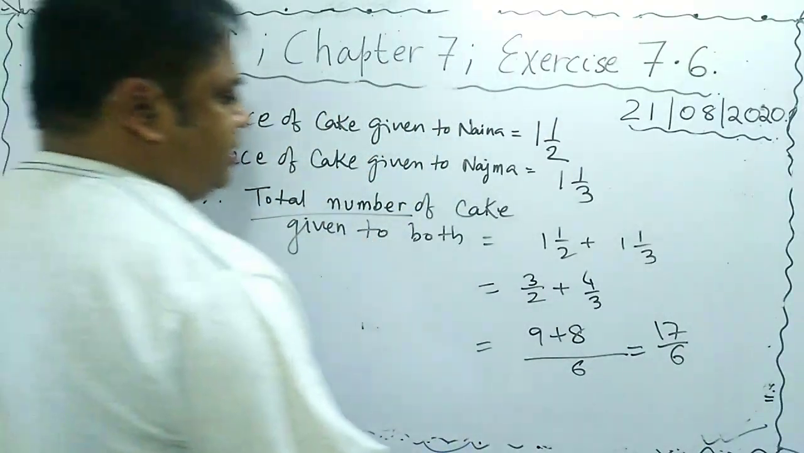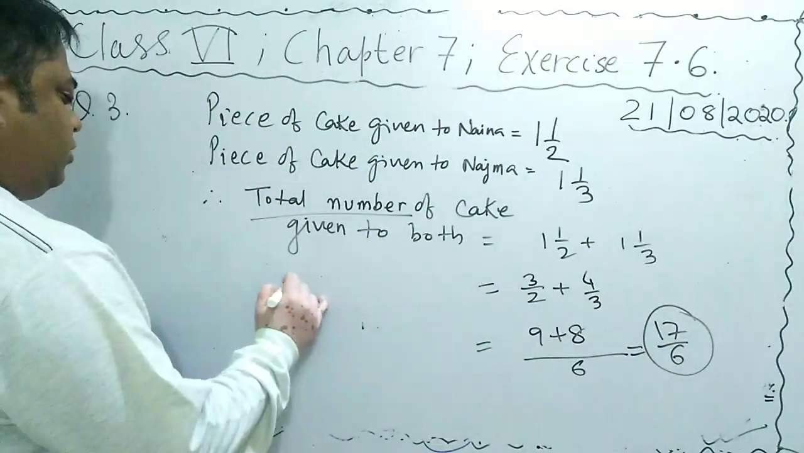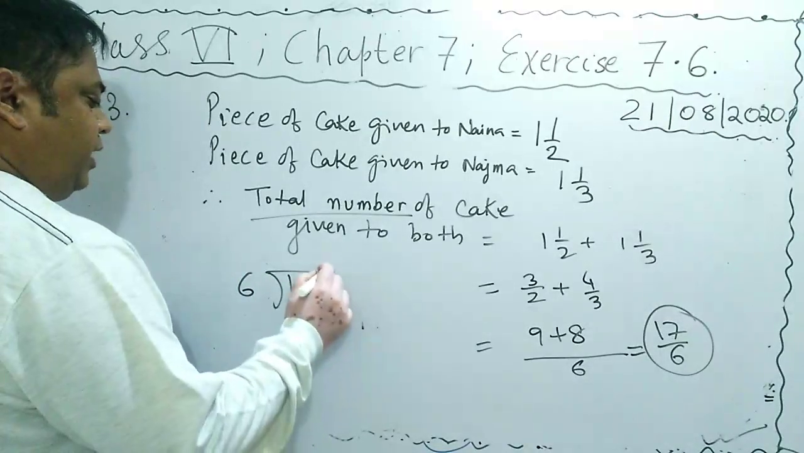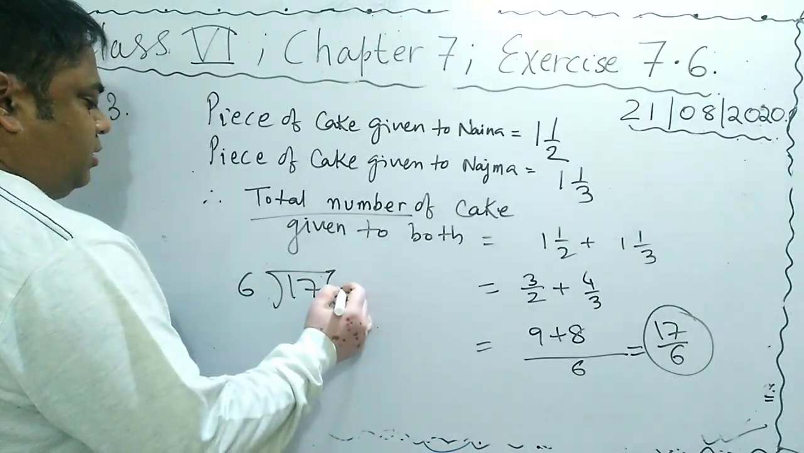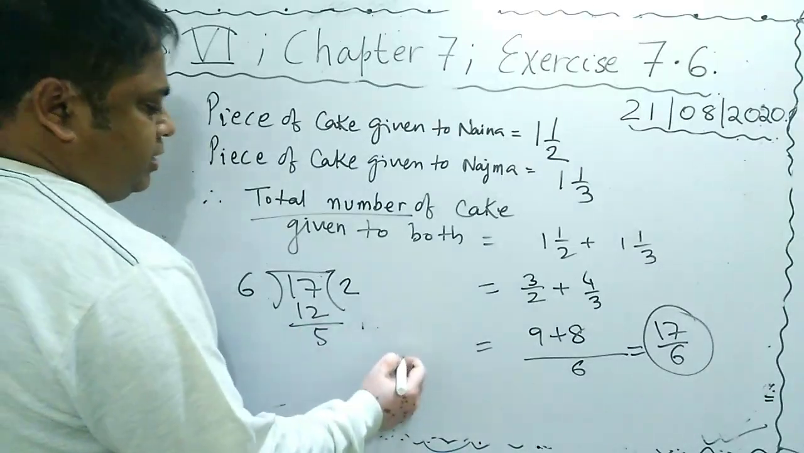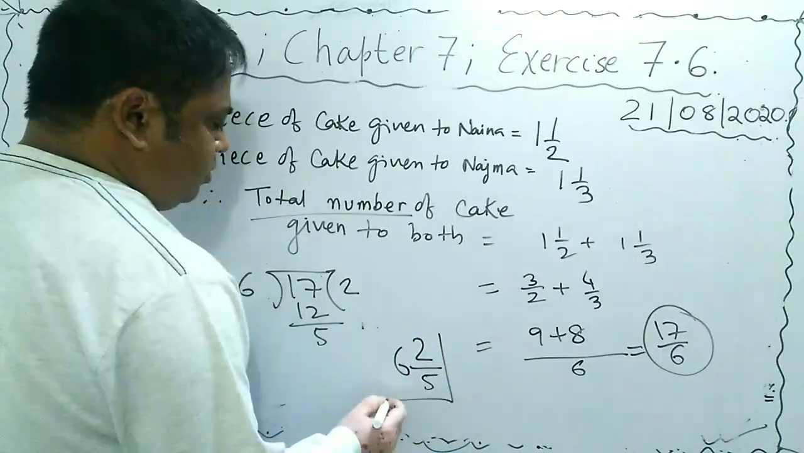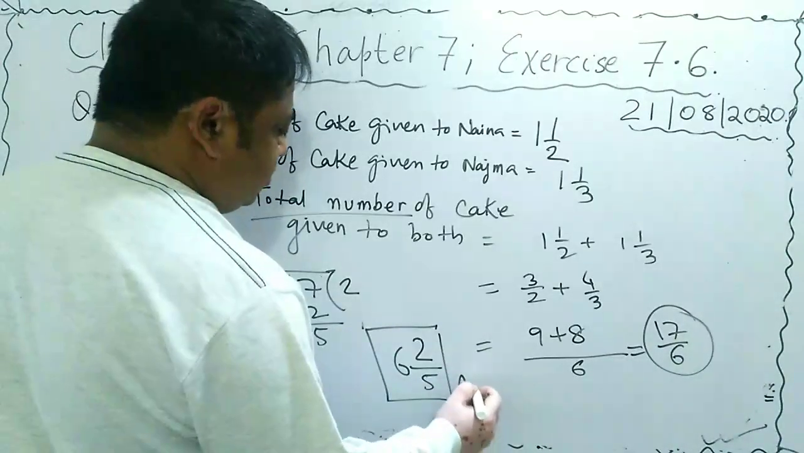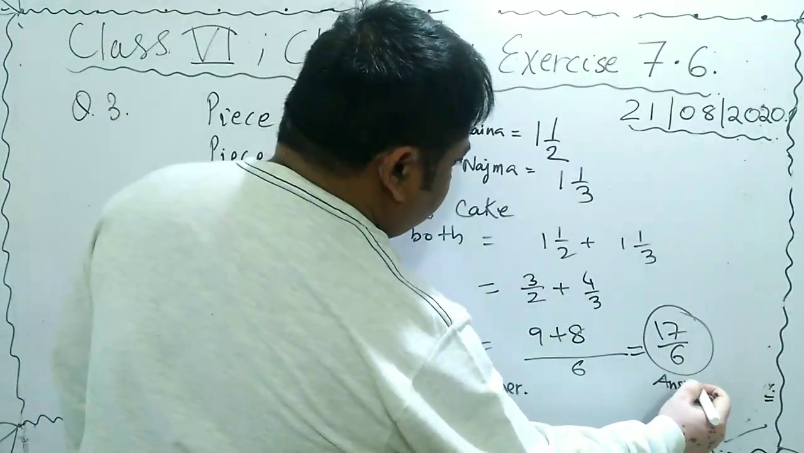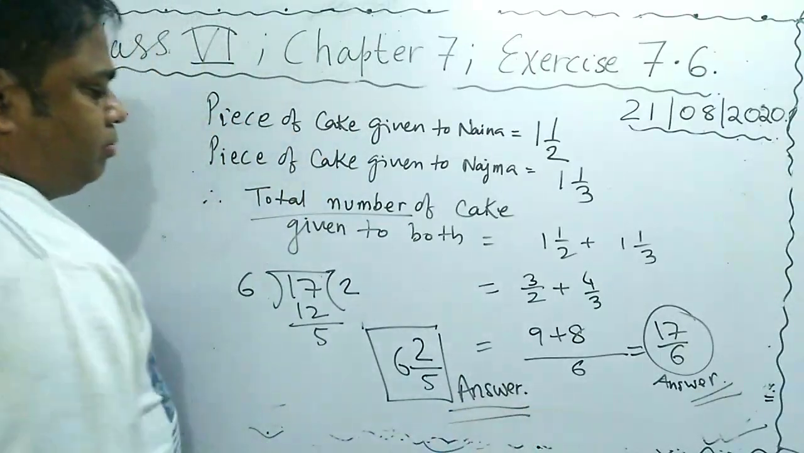Now 17 by 6 is improper fraction. So we convert this into mixed fraction. So what we will do? We will divide 17 with 6 and we will get 6 2s are 12. This will become 5. So we will get 2 5 by 6 will be the answer. This is also answer, but it is improper fraction and this is mixed fraction.